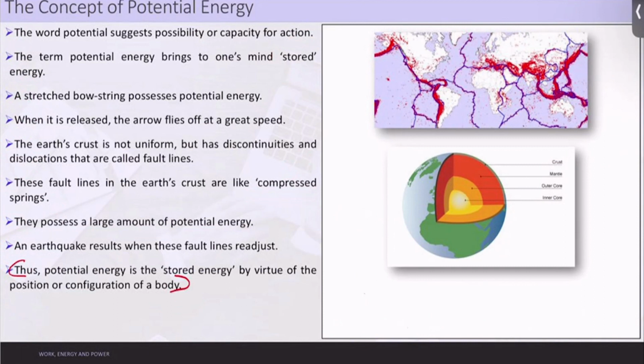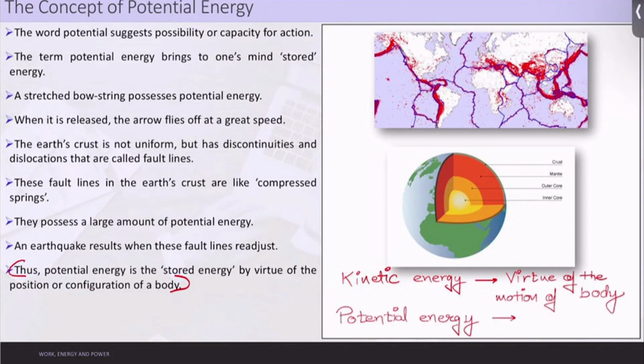So what was kinetic energy? Kinetic energy is the energy shown by a particle moving with some velocity, by virtue of its motion. Potential energy is by virtue of the position or configuration of a body. I will write it here also: kinetic energy is possessed by virtue of motion, and potential energy is by virtue of position or configuration of a body. I hope the difference between kinetic energy and potential energy in terms of definition is clear.